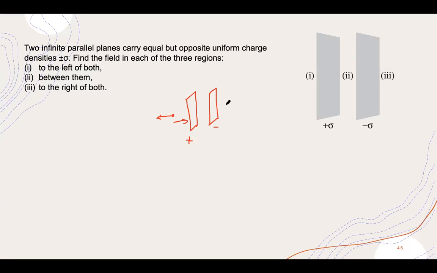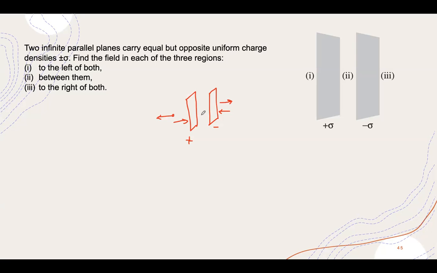Similarly, what about the third region, the right side? For the third region, because of this negative plane, the electric field is inward, in this direction. But because of this positive plane, it is outward. So again, what is going to happen? Zero, sir. Right.